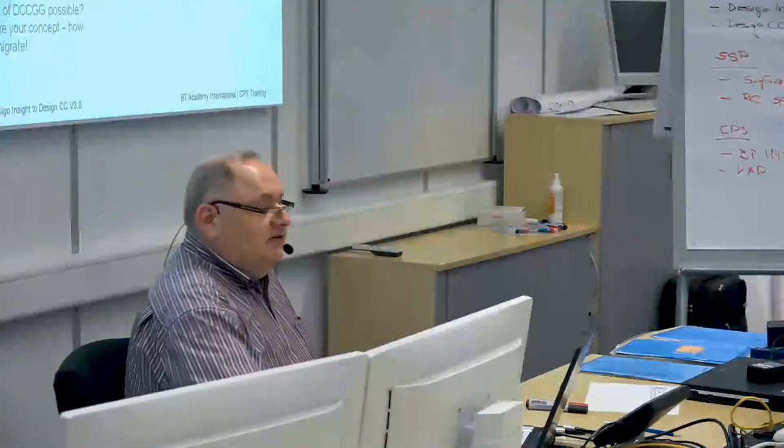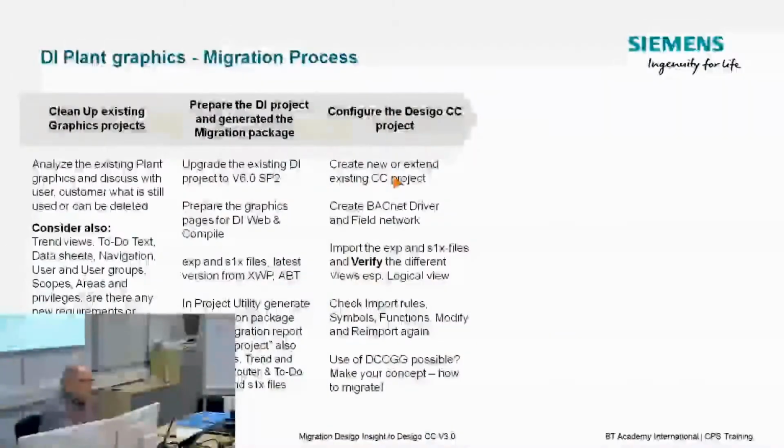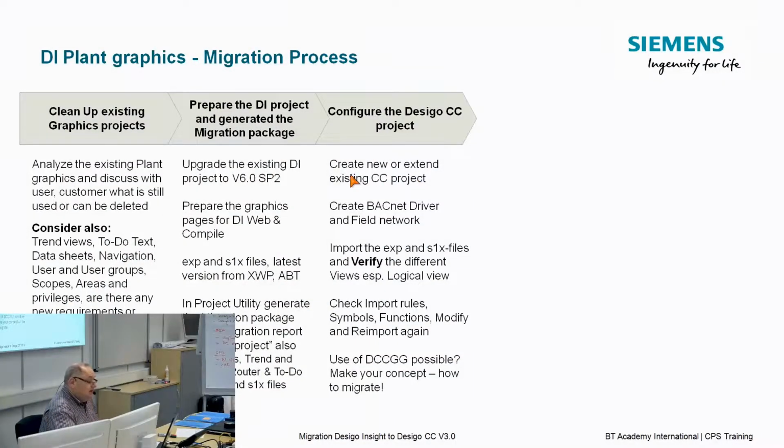Then configure the Desigo CC project, so create a new or an existing project, depending. You might have projects where Desigo CC is already running with a new extended phase of your customer site, and now you're waiting so that you can convert the graphics. Okay. So there are projects like in Germany. Germany has some projects where they convinced the customer to use Desigo CC already in version 2.1, for instance. Okay, and now they're waiting to do the conversions.